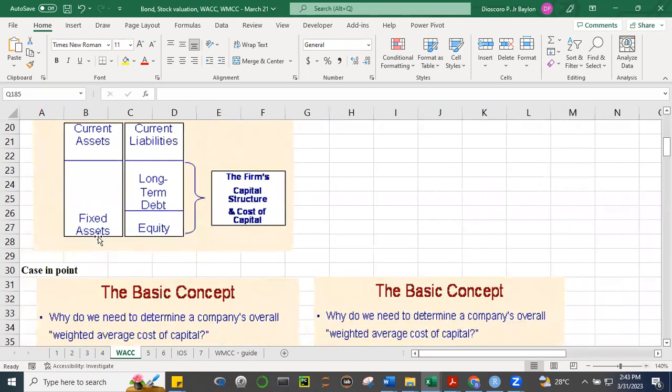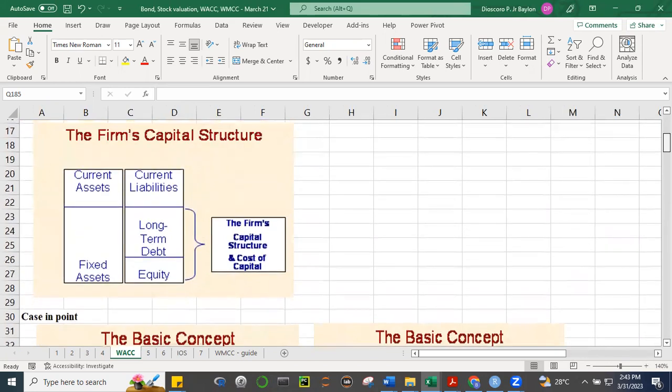a firm's long-term assets, whether it's fixed assets or other types of long-term assets, is usually financed by long-term debt and equity. And this is what we call the matching principle in accounting. So you don't finance your current assets with long-term debt. What you do is you finance your current assets with current liabilities to be consistent with the principle of matching. Okay, so fixed assets and other long-term assets are financed by long-term debt and equity. This portion here is called your capital structure.